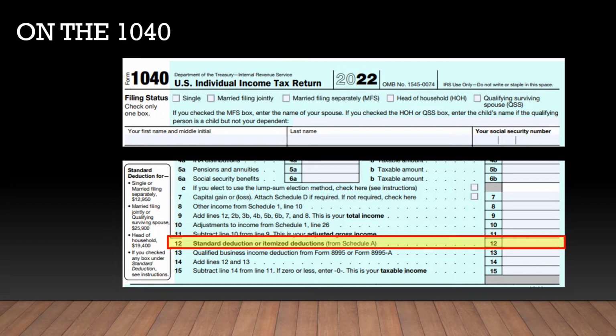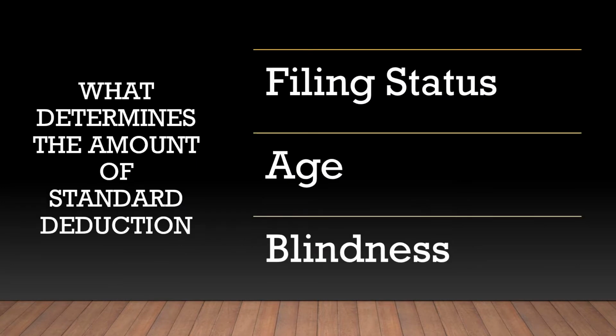It's important to recognize and be able to communicate to our clients that this is an either-or decision. They will either take the standard deduction or they will take the itemized deductions. And we will help them take the deduction that is most beneficial for their circumstances. In this lesson, though, we will be focusing on the standard deduction.